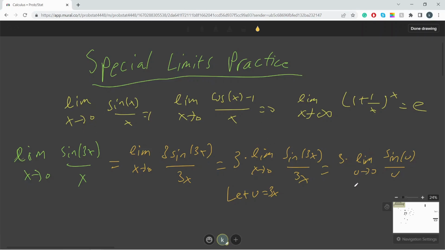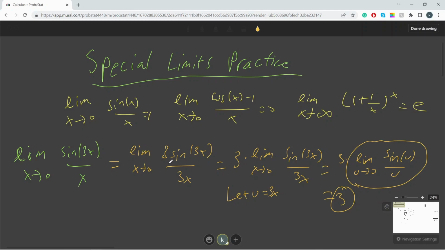So you know that this limit right here is going to approach 1, and then we have to multiply that by 3. So the answer we get is 3. This technique of what we're doing is called change of variable, or more simply put, substitution. And this technique will come in handy with these special limit prompts.